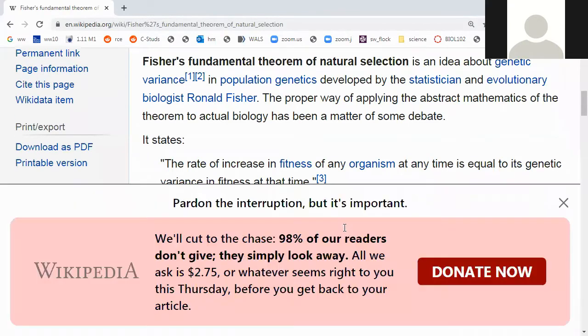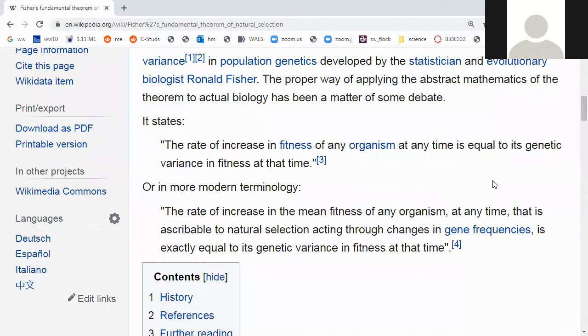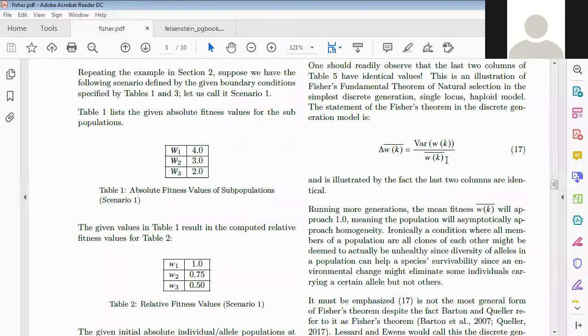And then they say in more modern terminology, the rate of increase in the mean fitness of any organism at any time that is ascribable to natural selection acting through changes in gene frequency is exactly equal to its genetic variance in fitness at that time. So you could see how, and George Price in the 1970s pointed out, this was part of the problem. It was not stated rigorously in terms of math symbols.